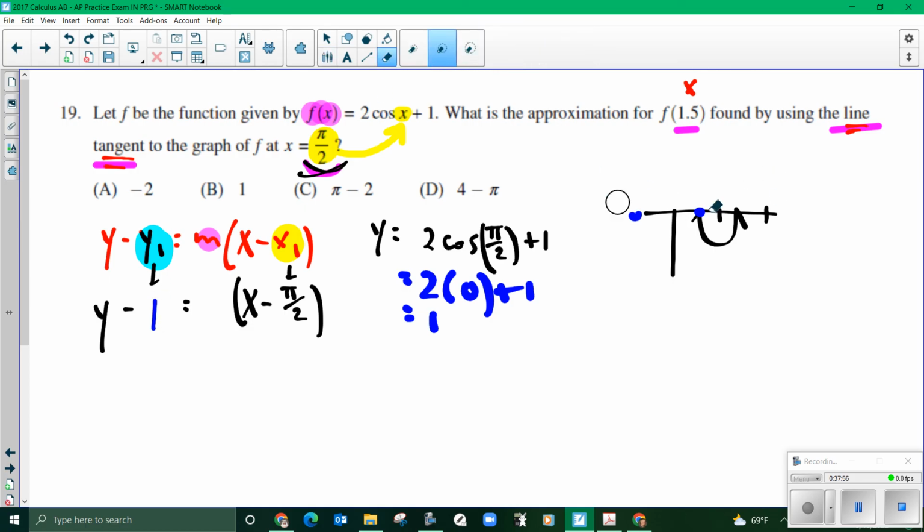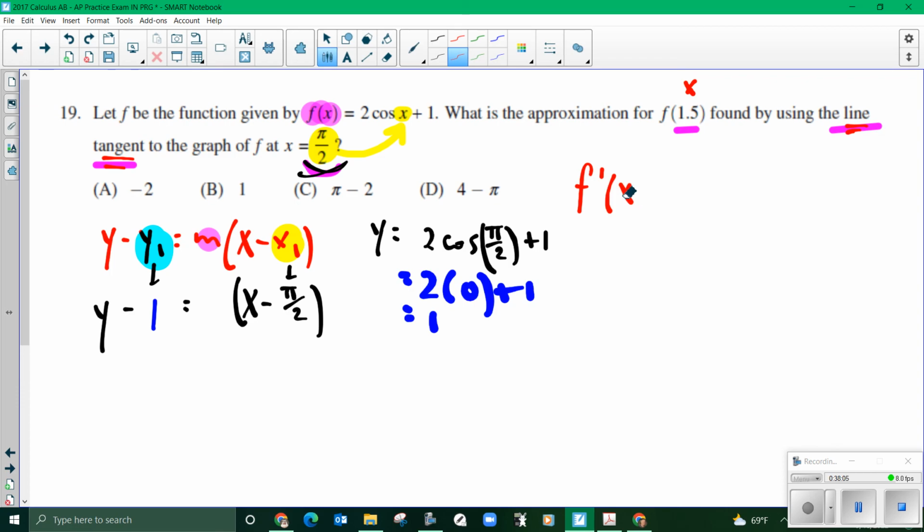We're doing good. Now I need to find the derivative. F prime of x equals 2 times the derivative of cosine, which is negative sine. So I'm going to say negative sine of x. And then the derivative of my 1 goes bye-bye. That's my answer. Negative 2 sine of x.